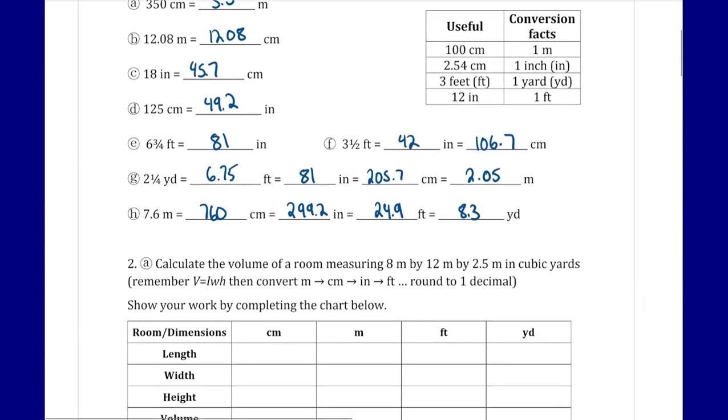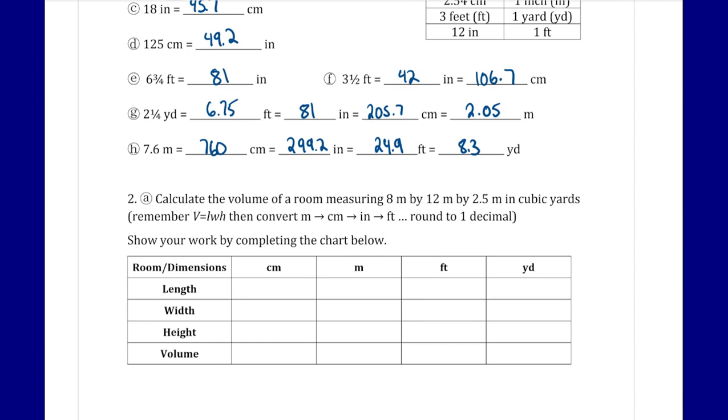And to try that, we have a room that is measuring 8 meters by 12 meters by 2.5 meters, and we want to find the volume in cubic yards. So we need to go through and convert all of these measurements to yards, so that when we find the volume, length times width times height, we can find it in cubic yards. Our room is 8 meters long, 12 meters by 2.5.